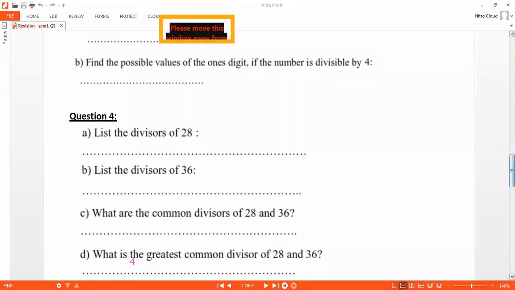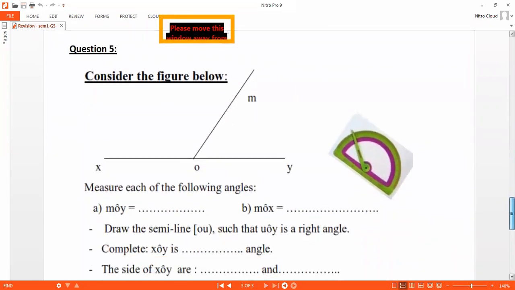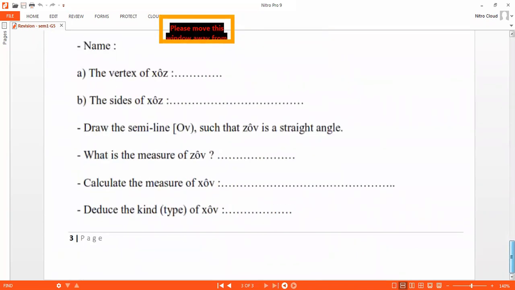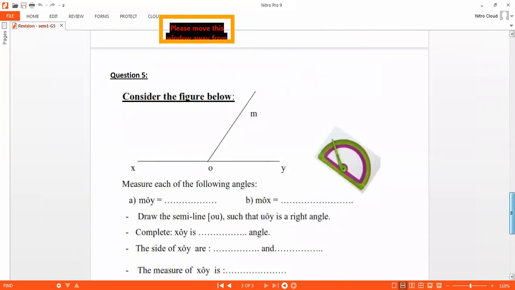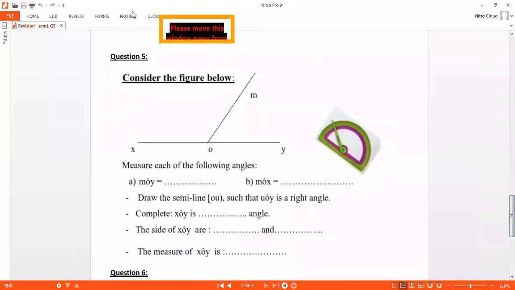Now we'll start with our last part, which is about angles. So here, question number 5. In this question, you need to use your protractor. If you want to measure the angle MOY, you should put the protractor like this on O, and you start reading from the 0 until you reach M. I just measured it before, and I know that MOY is 55.